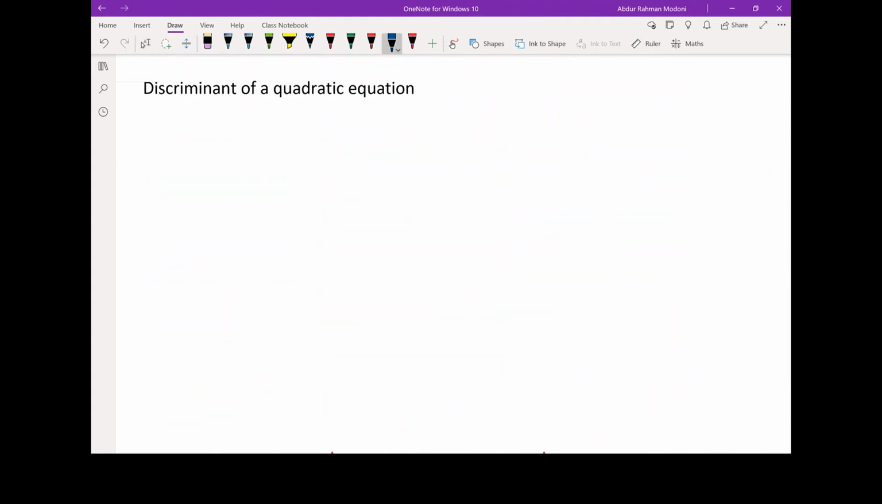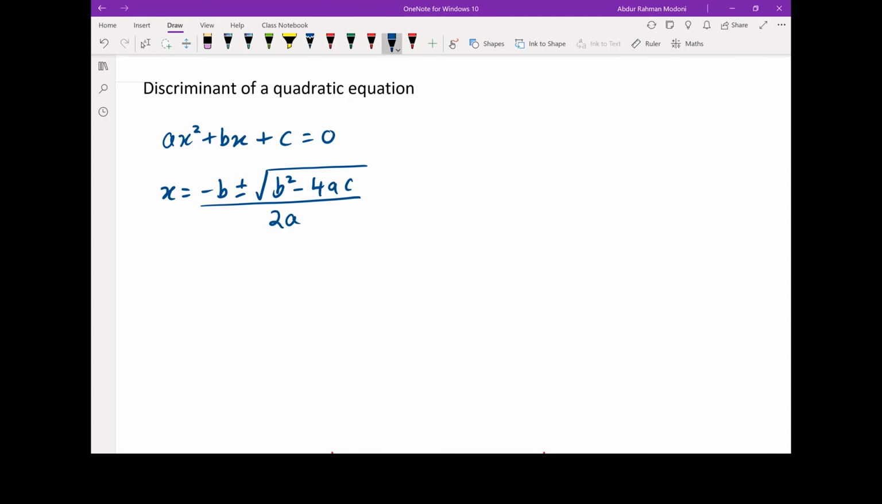We're looking at the discriminant of a quadratic equation here. So to start off with, let's write down the quadratic formula. The general quadratic equation is ax squared plus bx plus c equals 0. The quadratic formula, which enables us to find the x values, i.e. the solutions when y is equal to 0, is x is equal to minus b plus or minus square root of b squared minus 4ac all over 2a.